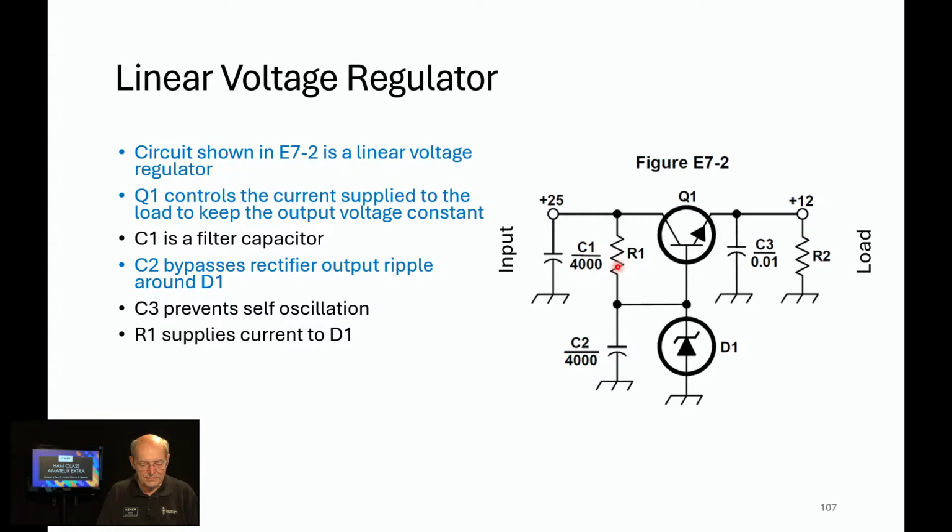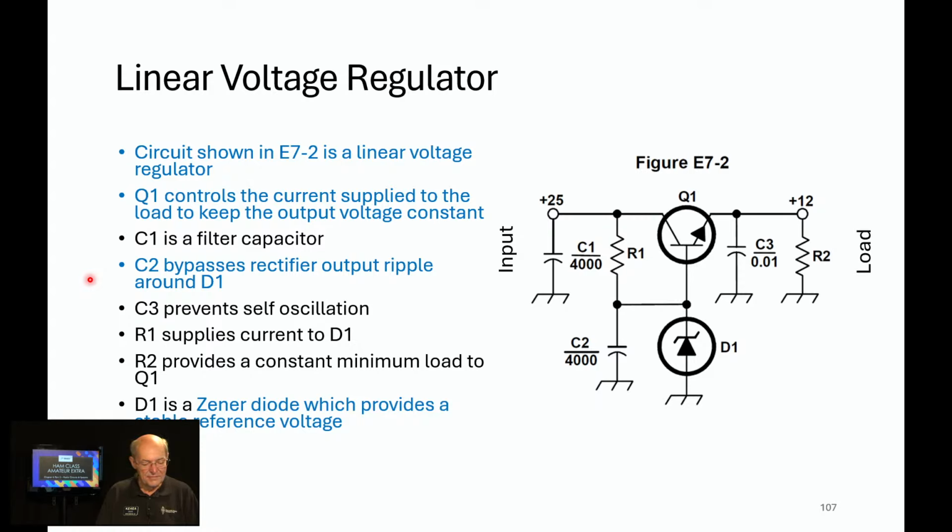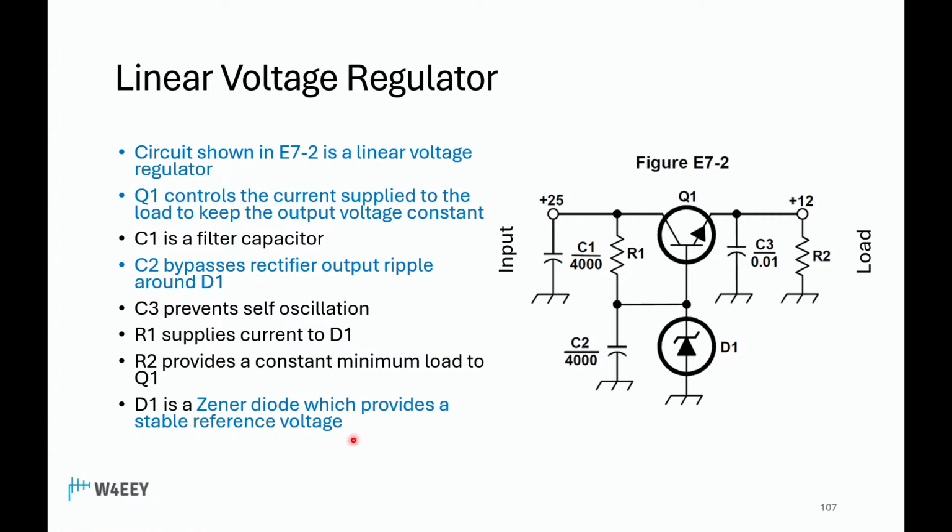R1, from 25 volts, supplies voltage to the Zener. R2 provides a constant minimum load to Q1. Again, they don't ask about that, so you just have to worry about the ones they're going to ask us about. D1 is a Zener diode which provides a stable reference voltage over the wide-ranging current that the transceiver may need.